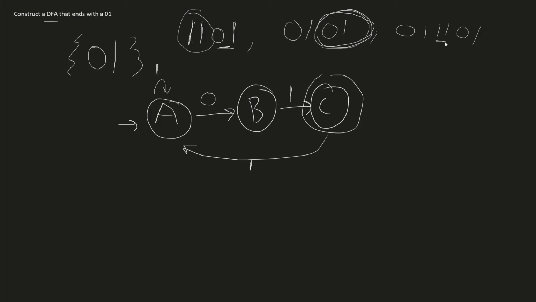What if we have a string that has 0, 0, 0, 1? How do we handle these zeros? B is going to have to do something. We can probably loop out a 0, right? That gets rid of these zeros, and then we go with 1. And I believe this should accept everything and should check for strings that end with 0, 1.